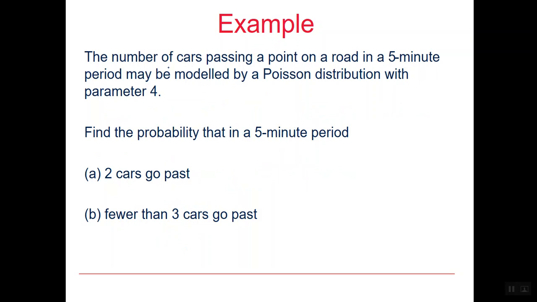This case is about the number of cars passing a point on a road in a 5-minute period. We're modelling it with the Poisson distribution, and we're told that the parameter is 4. We can write this like this, because lambda is 4. But what does that actually mean in the context of the cars passing on the road? Well, essentially we're being told that the rate of cars passing is 4 in every 5-minute period.